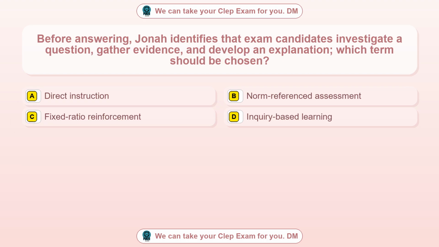Question 47. Before answering, Jonah identifies that exam candidates investigate a question, gather evidence, and develop an explanation. Which term should be chosen? Option A, direct instruction. Option B, norm-referenced assessment. Option C, fixed ratio reinforcement. Option D, inquiry-based learning. The correct answer is option D, inquiry-based learning.